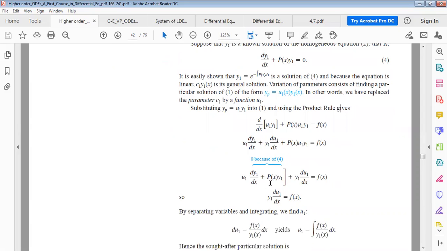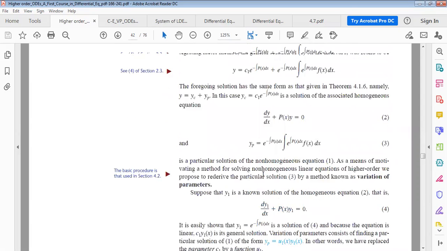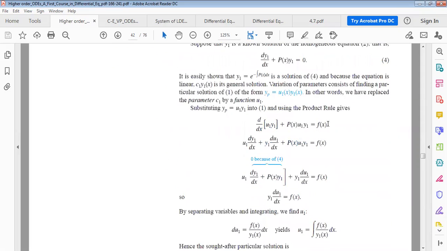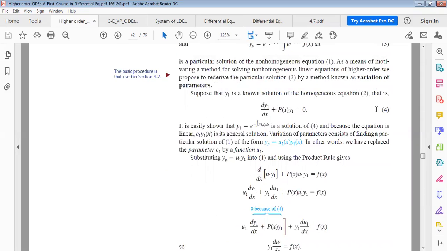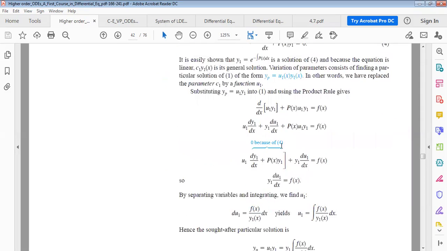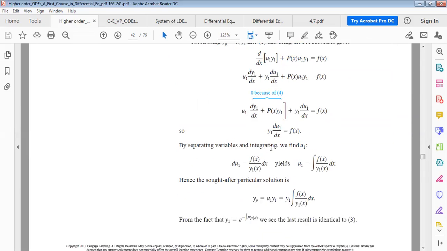Actually, this becomes 0 by equation 4. This is the homogeneous form of our equation, with right hand side 0, the linear homogeneous differential equation. So using this equation, and replacing y1, this equals 0. Then we get y1 du1/dx equals f(x). By separating variables and integrating, we get u1: du1 equals f(x) divided by y1. Integrating on both sides, we get the integral of du1, which is u1, and the integral of this will be f(x) divided by y1(x), remember it.